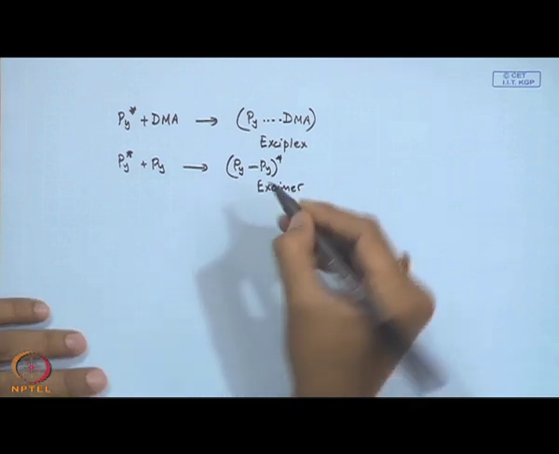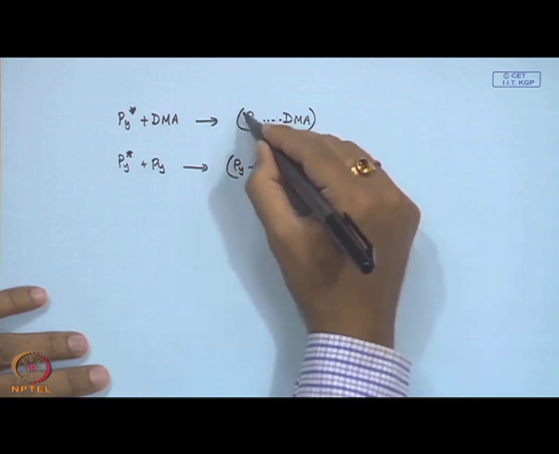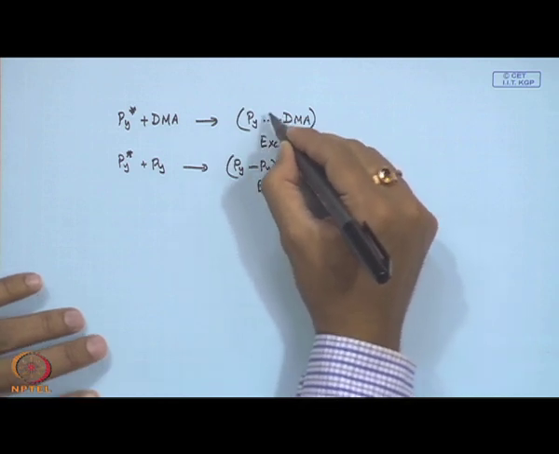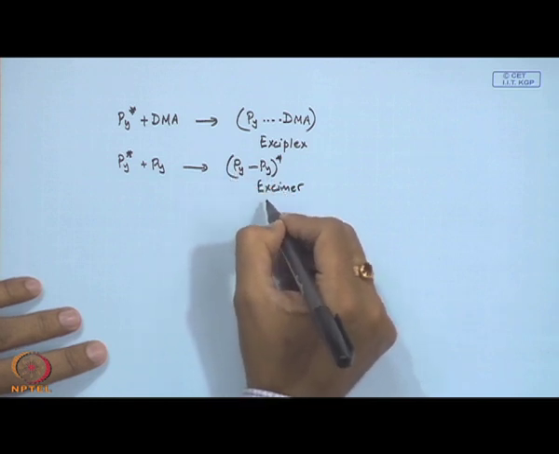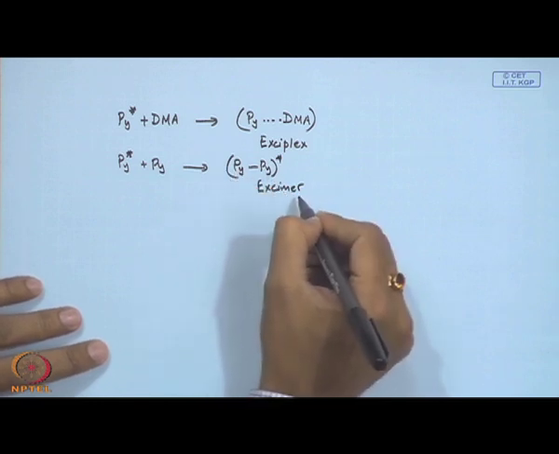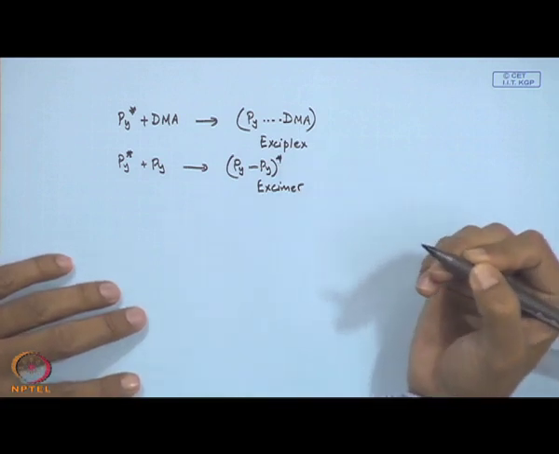So, this excimer or exciplex is in a chemically different environment. This pyrene is also in a chemically different environment. So, exploiting this excimer, we can have an excimer laser also.